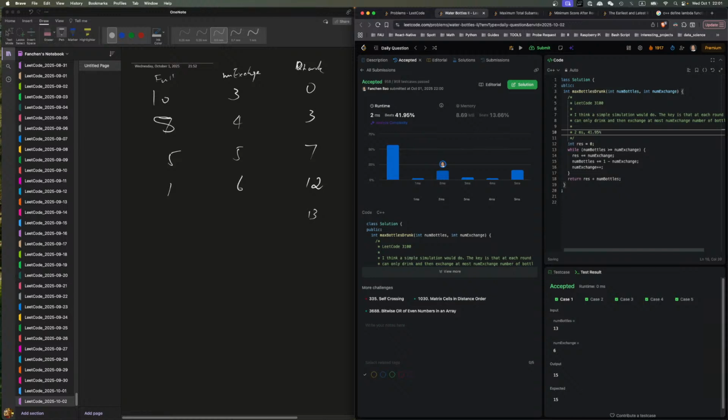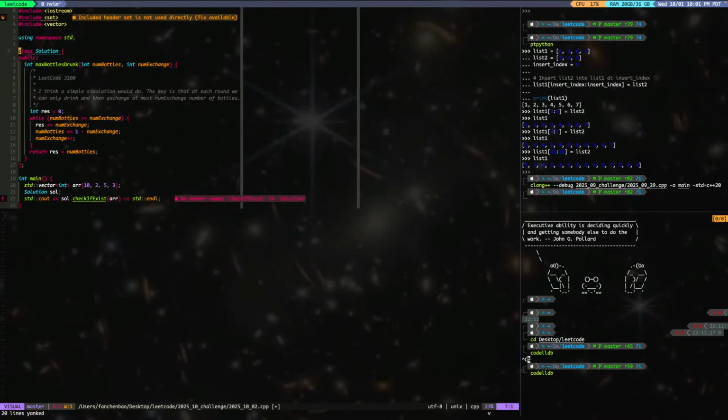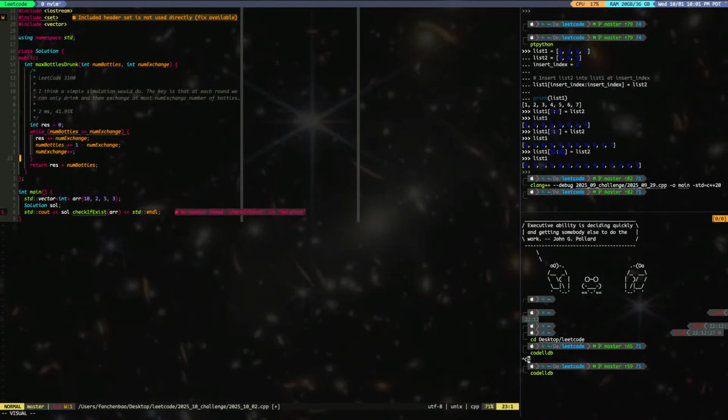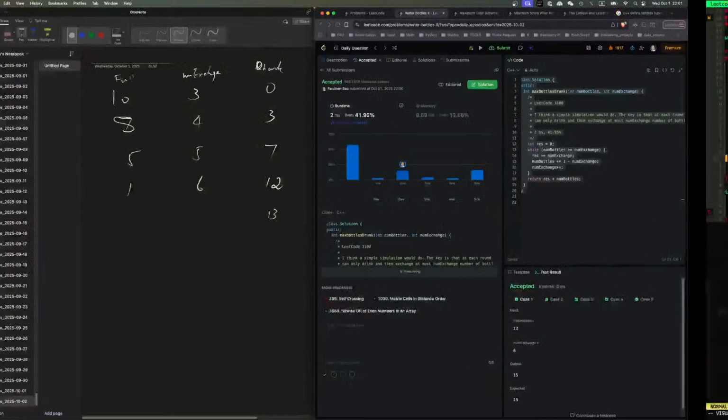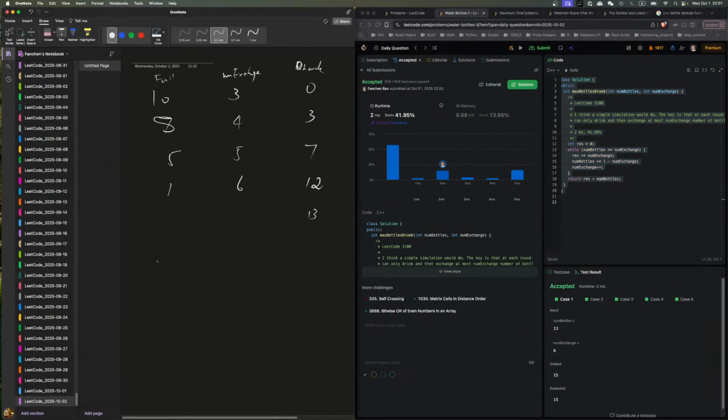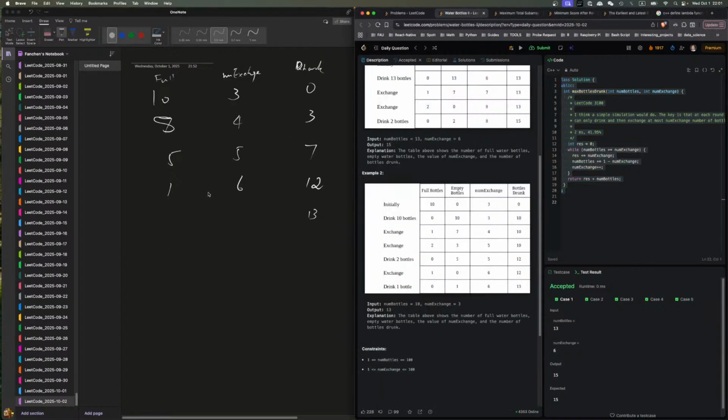Is there a better way? I don't know. Maybe there is a mathematical way, because I saw there's a... Maybe there is a math way. So basically what we do is adding these together, right? Adding these together and see. So let's say we can drink X times.